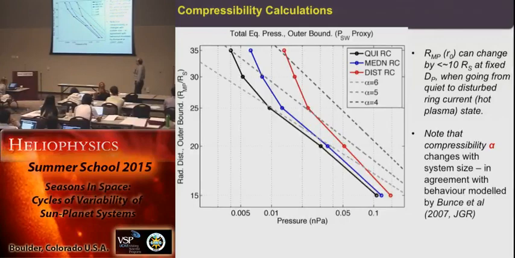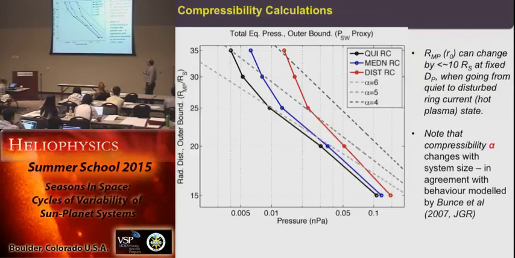And what we have here, the dashed curves show us power laws corresponding to alpha 4, a Jovian type value, 5, which is not far from Saturn values from previous studies, and 6, which is of course the classic vacuum dipole. The three colored curves show us size versus pressure for three different internal states of the system, which are characterized by hot pressure content, and we refer to them as quiet, median, and disturbed ring current states.